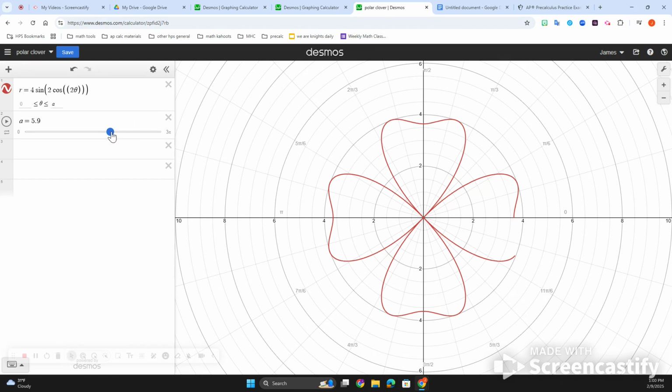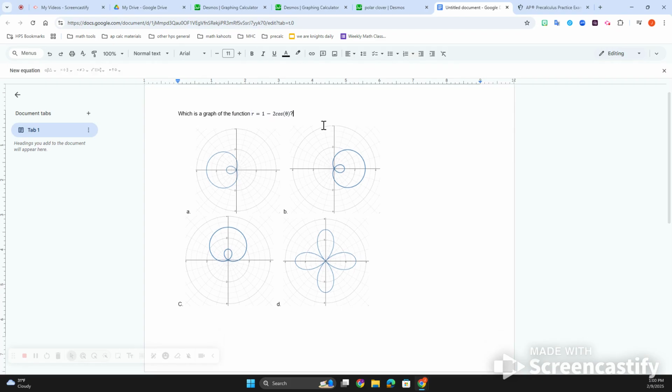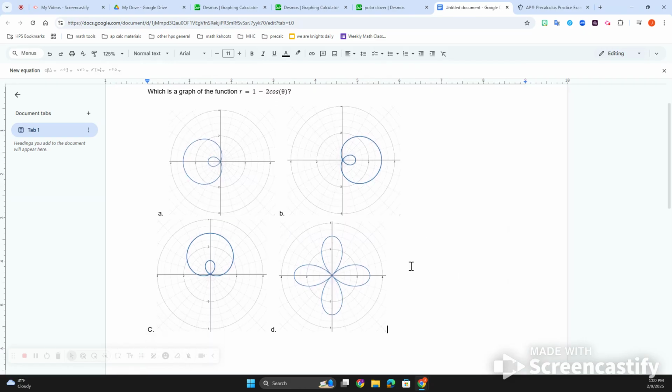For this one, why you need to know about polar graphs is because we might have questions like this. Which is a graph of the function r equals 1 minus 2 cosine of theta? Please pause the video and check out these graphs. Let me move in a little bit. This is an original question based off of one that I found online that I liked.